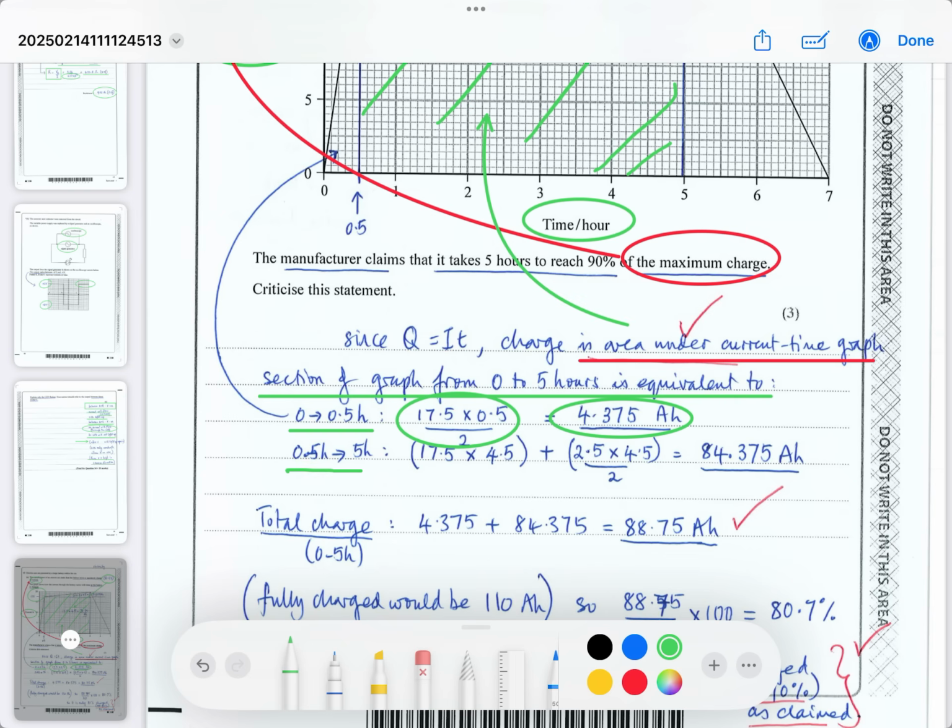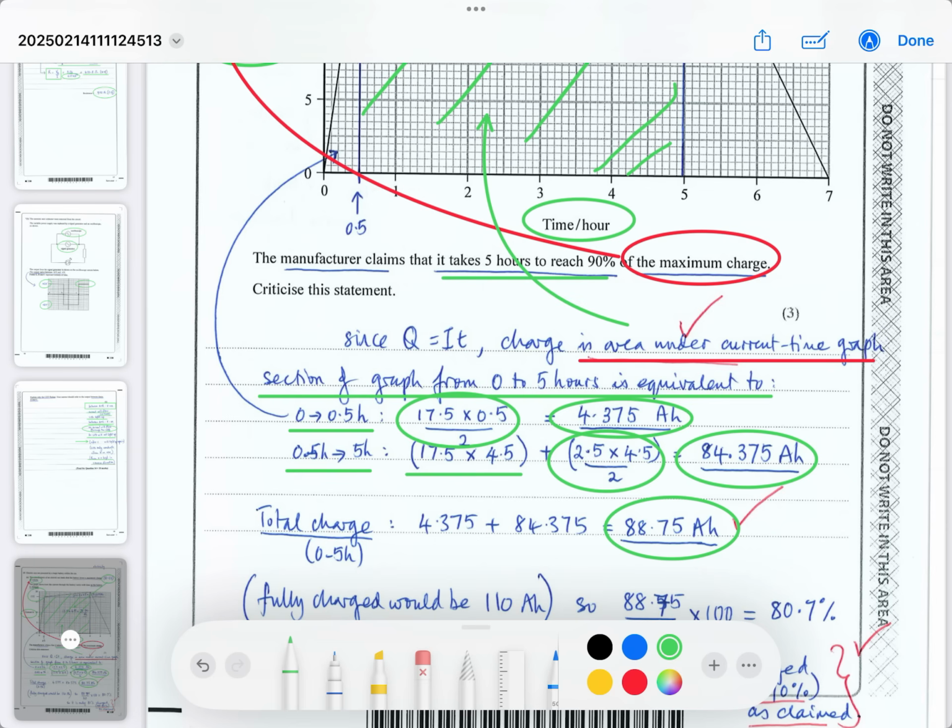And then between 0.5 and 5 hours, there's a rectangular part. And then there's another triangle, which adds up to a total of 84.375 amp hours. So total charge in the first 5 hours, because it says it takes 5 hours to reach 90% of its maximum charge, which was 110 amp hours. Well, this only charges to the area under the graph equivalent to 88.75 amp hours.